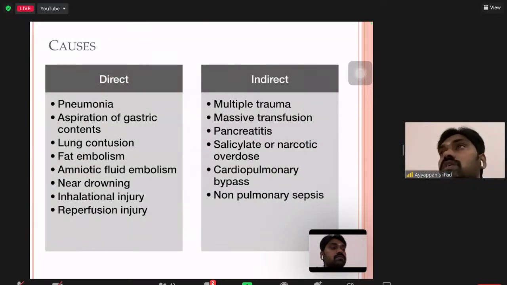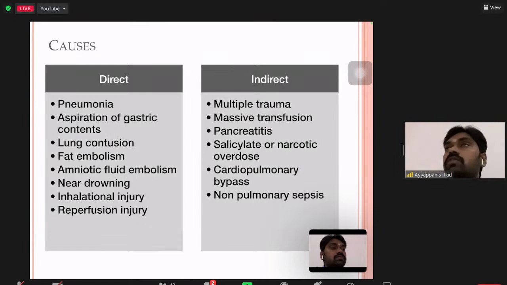And coming to the causes which most commonly lead to ARDS, it can be broadly classified into direct and indirect. What do you mean by direct causes? Direct causes are the ones which cause injury to the alveolar capillary epithelium. So there is a direct injury to the lung parenchyma. So what are the direct causes? Pneumonia or infection of the lung, aspiration, near drowning, lung contusion, and inhalational injuries are the most common direct causes which progress to ARDS.